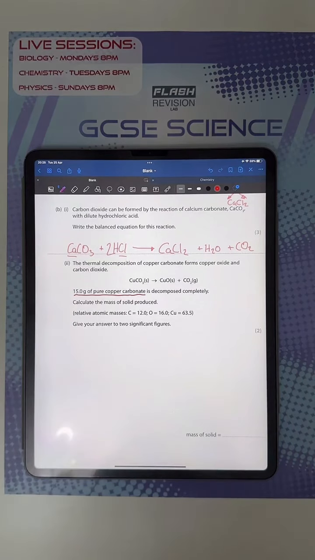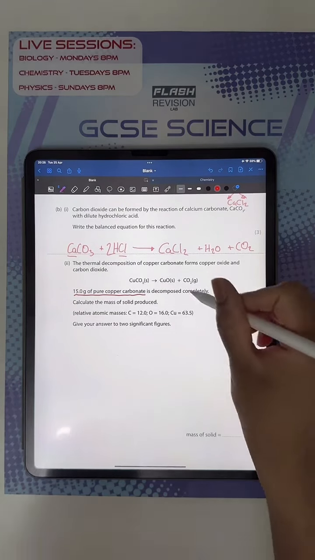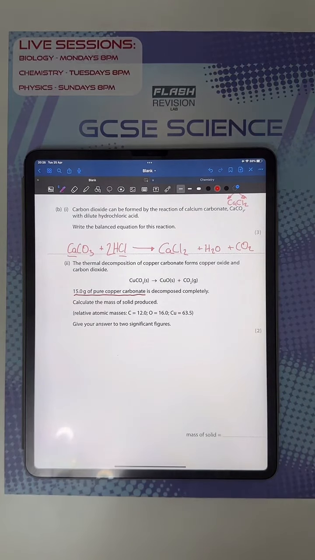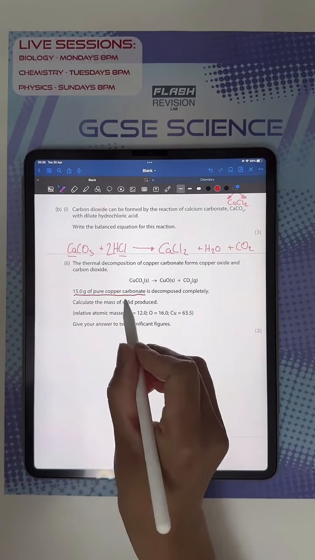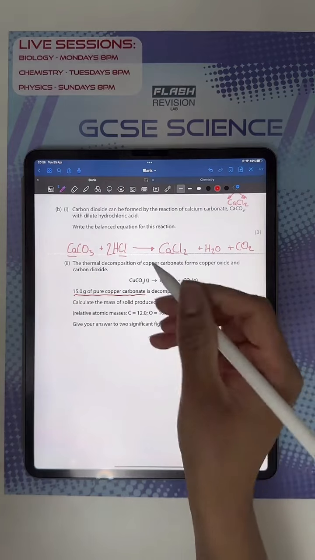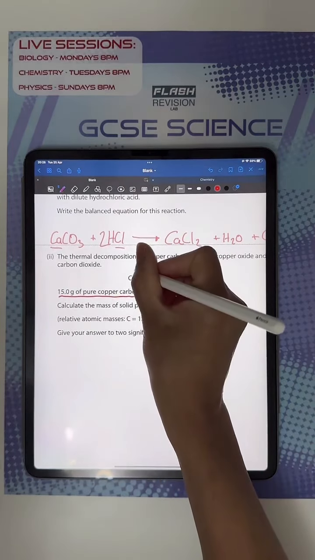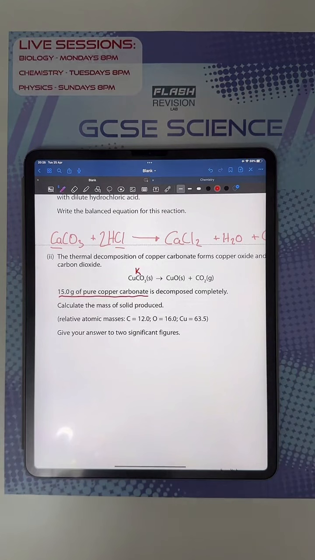Right, first of all, tell me guys, what's the known and what's the unknown? What do we know the value of? What are we going to put K on top of? And what are we going to put a U on top of? Known is CO2? Not quite. Copper carbonate is known. Yes, copper carbonate is known. It says 15 grams of pure copper carbonate. We know the mass of copper carbonate. So we're going to put K there.